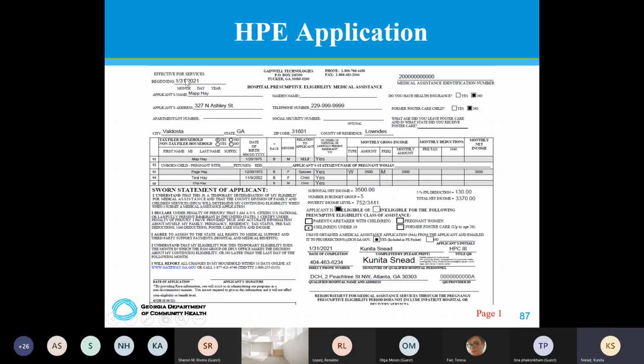So at the top up here, this is always your application date. This should not show the first of the month unless they actually apply on the first of the month. So whatever date they apply on, that's the date that you put here. For this particular example, the application date is January 31st, 2021. So everybody go ahead and put that.